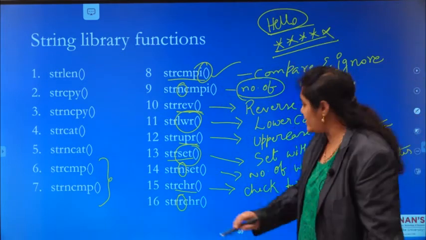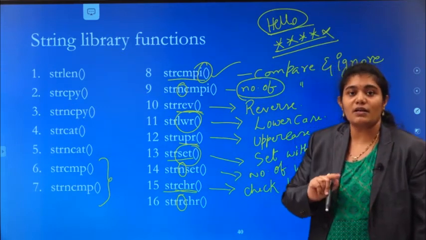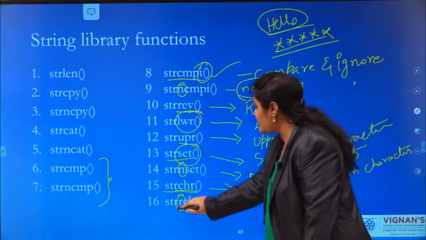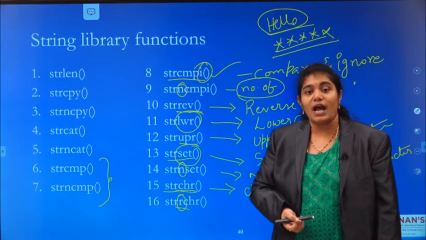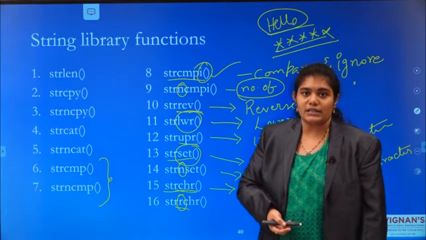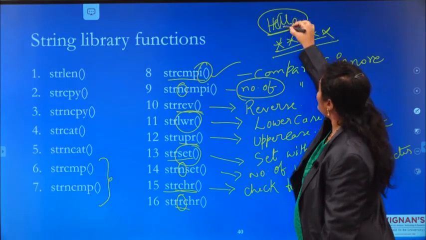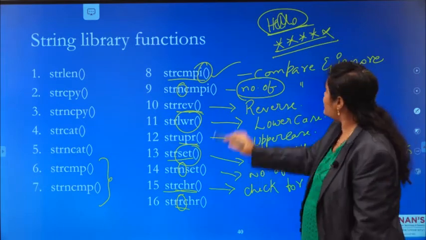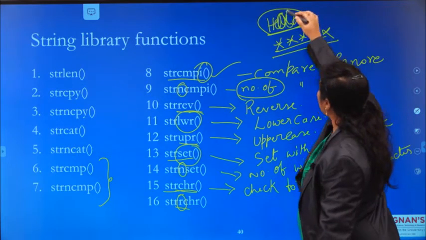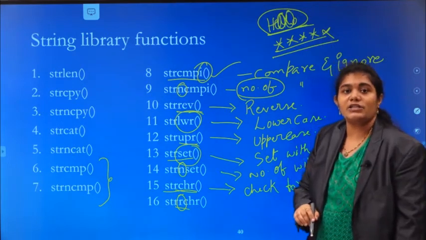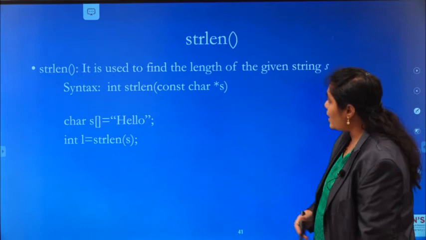strchr is used to check the first occurrence. strrchr is used to check the last occurrence of the given character. Right? For example, in this string HELLO, if I want to check for L, strrchr returns this pointer. It returns the last occurrence of a given character.